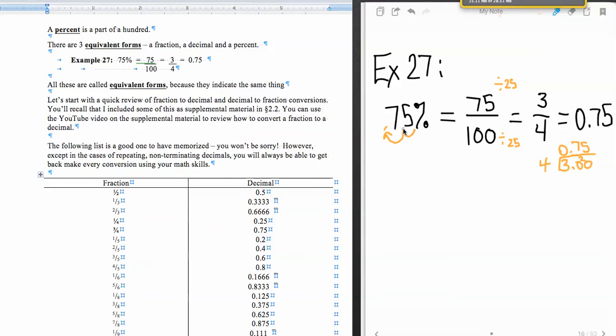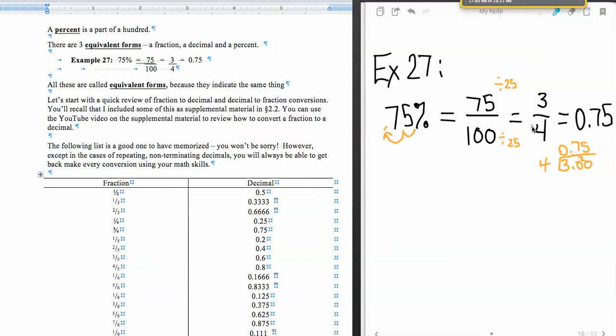So from 75% to a fraction, we can simply read it: 75, and then the percent means parts of 100. And then from there we want to get to a reduced form of a fraction, so we take out the GCF, which is 25. So dividing 75 by 25, that of course gets us 3, and 100 divided by 25 gets us 4. And so there's our equivalent fractional form of 75%. Remember, they must be in reduced form.